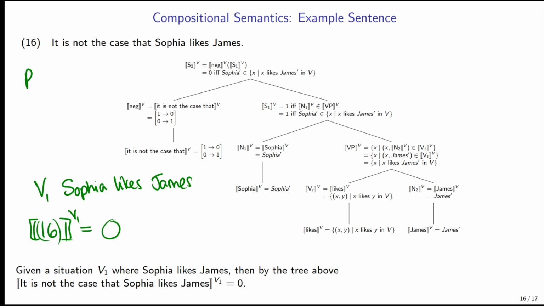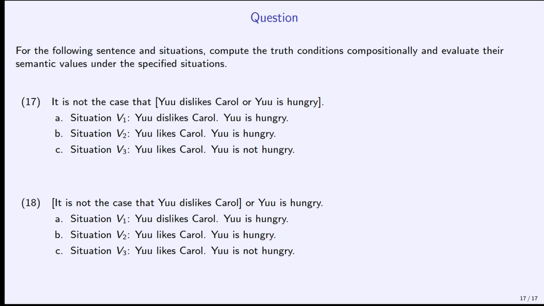So this is really just the same thing as truth tables. If P is 1, 0, then not P is 0, 1. It's the same idea, but instead of using propositions, we're now using entire sentences. So we have an example question here, and I'm going to just do 17 by hand. If you want to do 18 and try it yourself, you can.